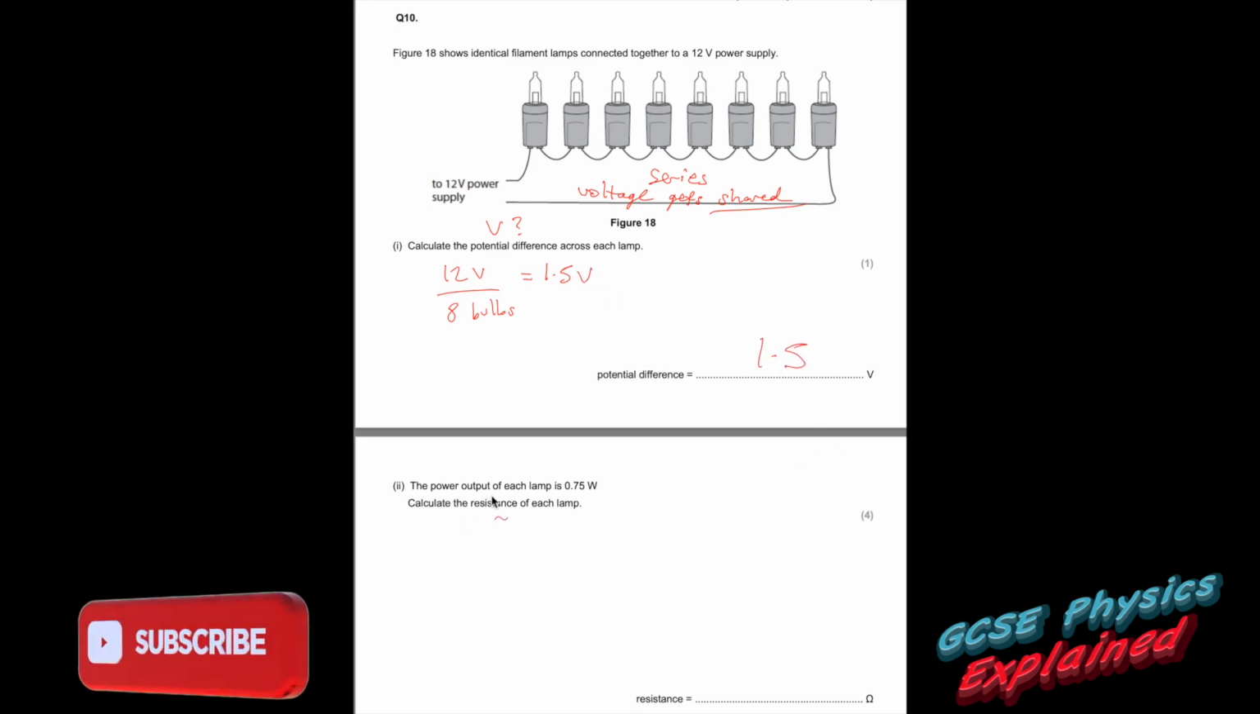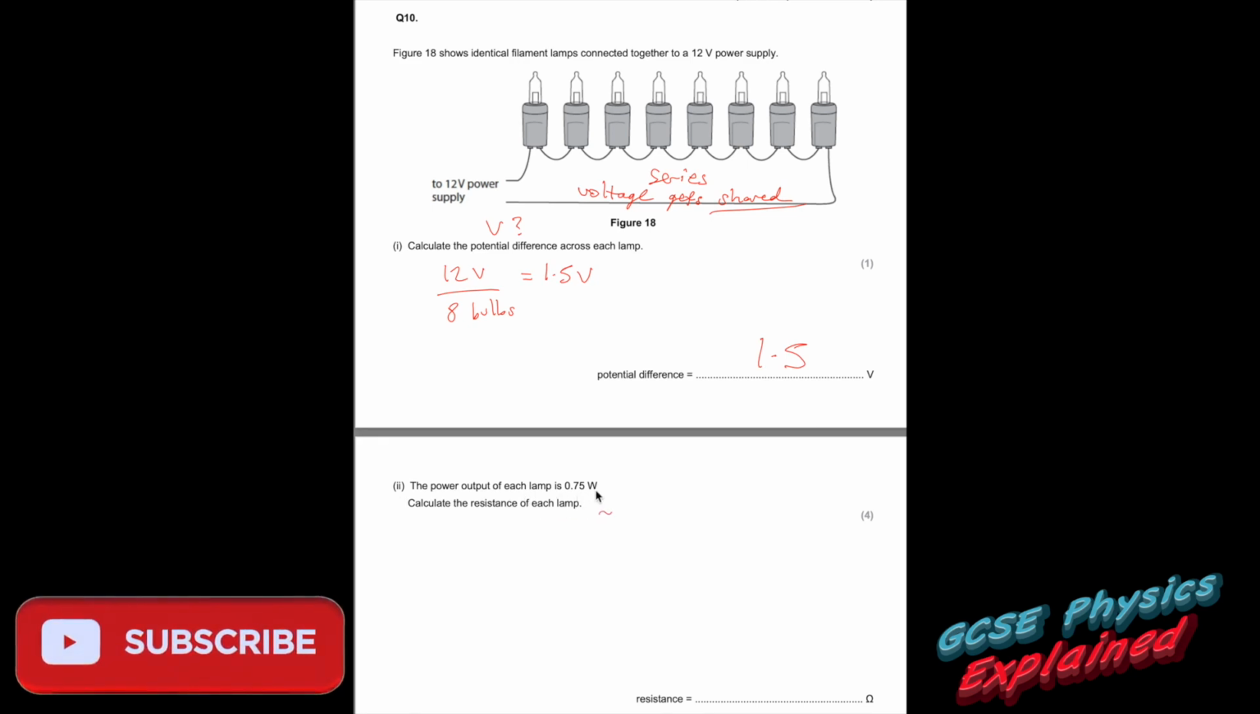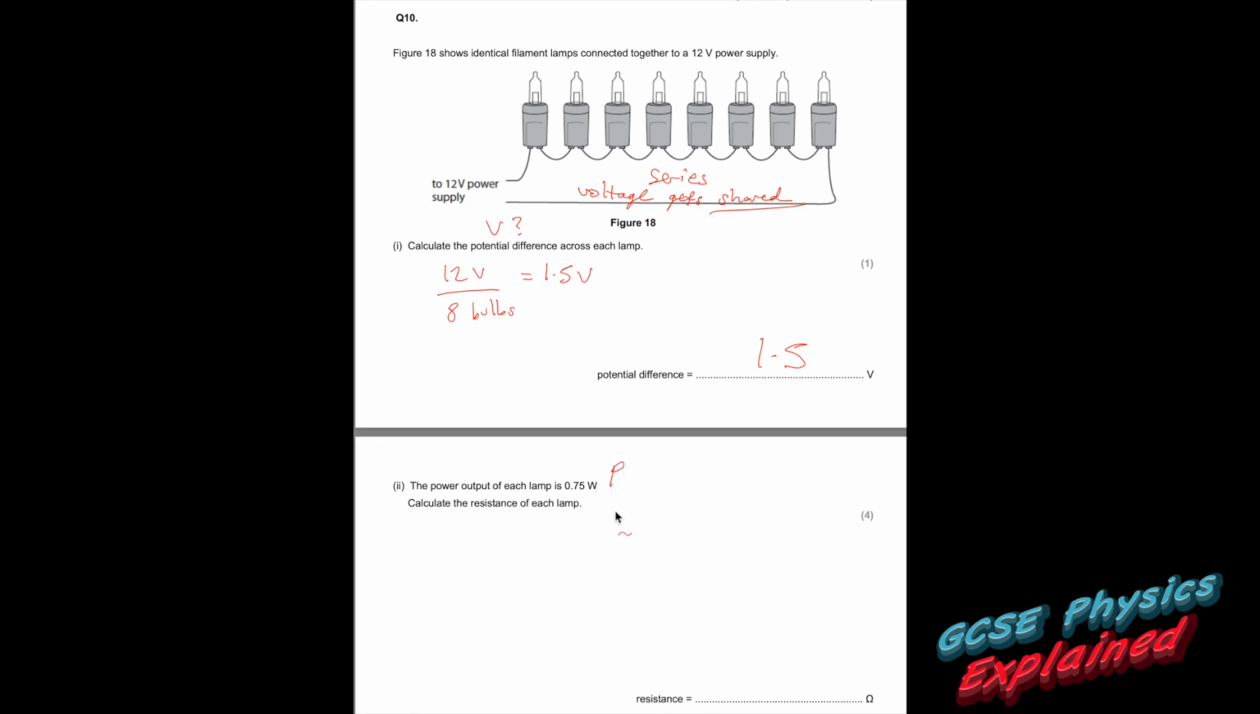Part 2. The power output of each lamp is 0.75 watts, so we know the power. Calculate the resistance of each lamp. And it's worth 4 marks. Okay, to get the resistance of something, if we start with Ohm's law, V equals I times R, we'll rearrange that. So R equals V over I. Since we're wanting to know the resistance of each lamp, we just use the voltage of each lamp, not the total voltage. Not 12, just 1.5 volts.